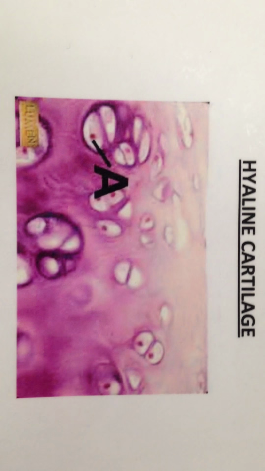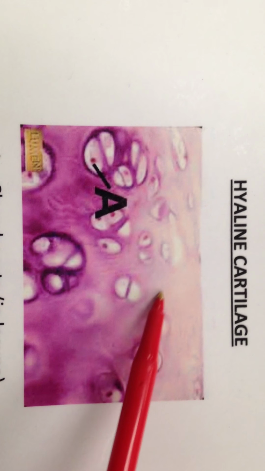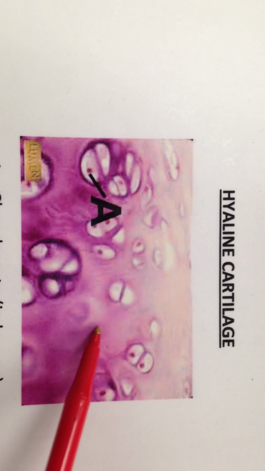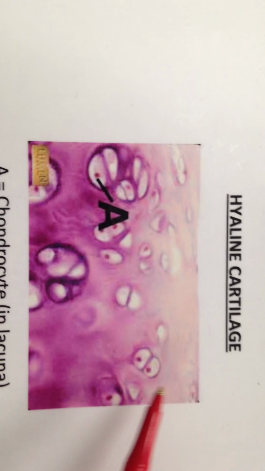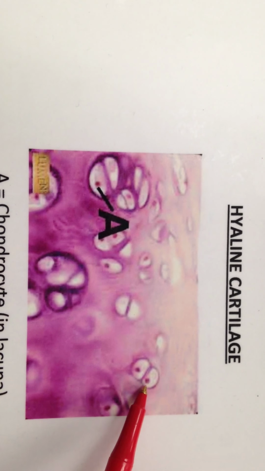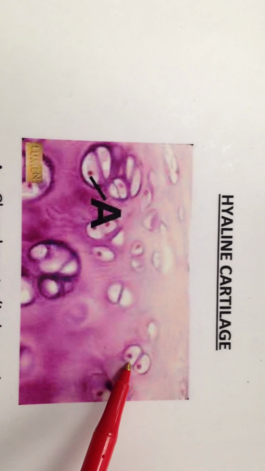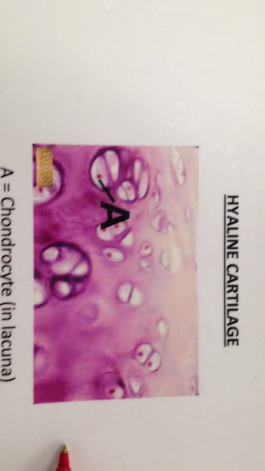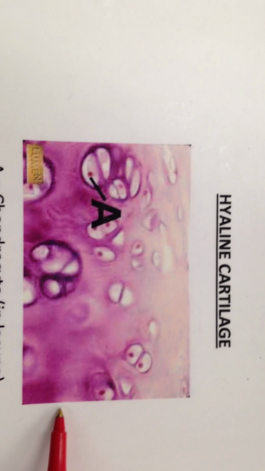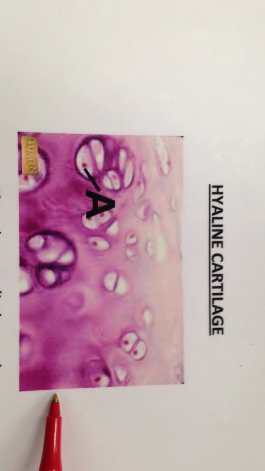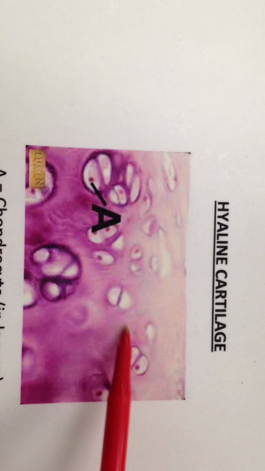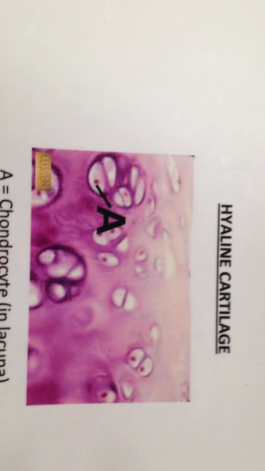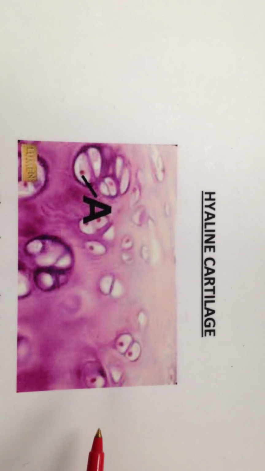So if we look here, we can see out in the extracellular matrix, it looks very glossy in appearance, and you can't really see much going on out there. What you do see here is the chondrocytes, the little dots there, within their lacunae. And the location of hyaline, a very good example is the articulating surfaces of long bones. So hyaline's got this very smooth appearance to it, and that's because it is smooth. It reduces the friction at the ends of articulating surfaces of long bones.